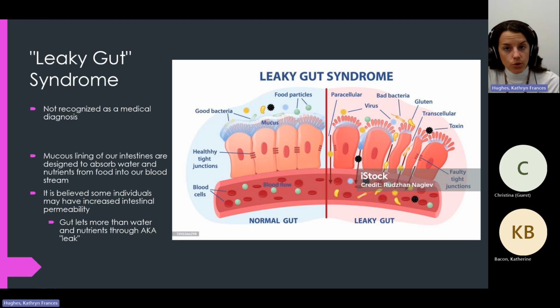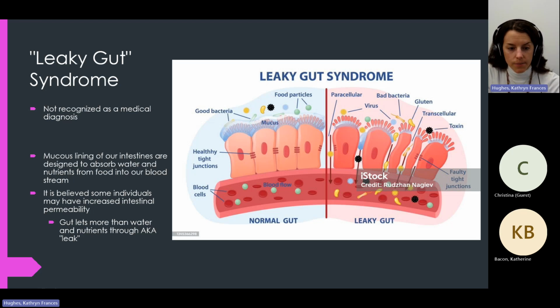It's becoming more and more accepted by the medical community. Essentially, the mucus lining of our intestines is designed to absorb water and nutrients from our food into our bloodstream. The food particles go in, they get absorbed, and then we're good. This is a normal gut. It's believed that some individuals may have increased permeability.